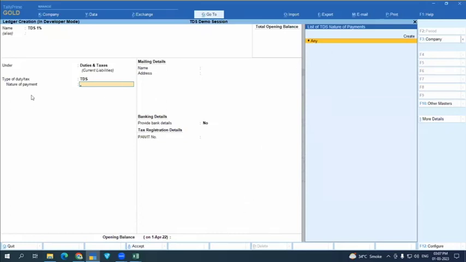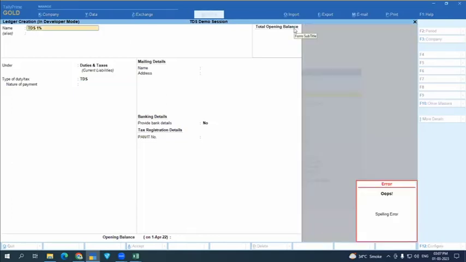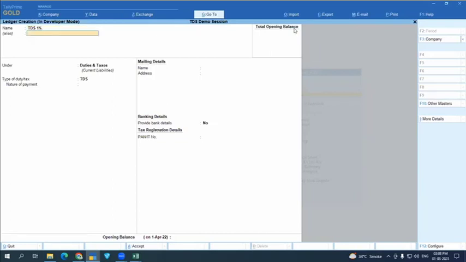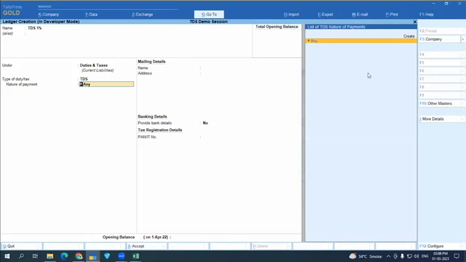Now see here, nature of payment is given by Tally. And suppose you don't want to select or map any nature of payment to your ledger, then enter any here. Means I want to create a ledger which is not specified by any percentage, not specified by any law or any section. In that case, you can put any. Otherwise, I'm putting a proper payment category. Here, create.